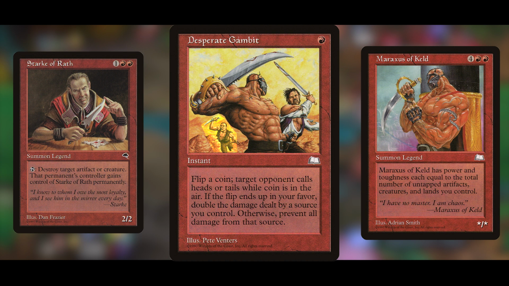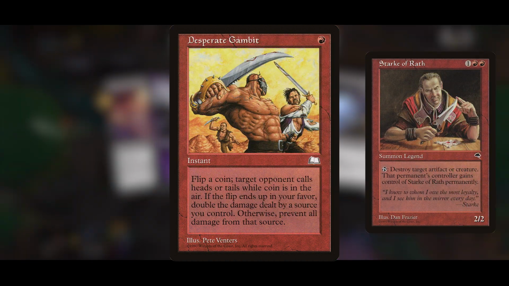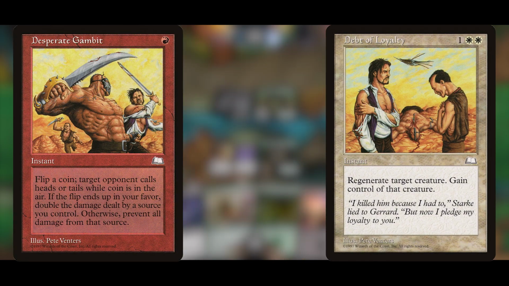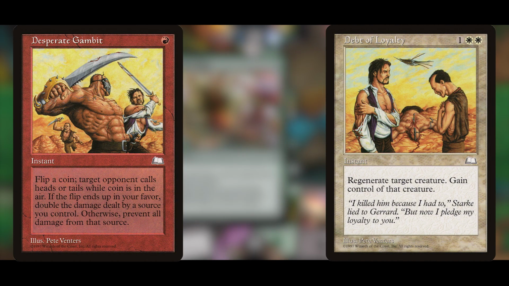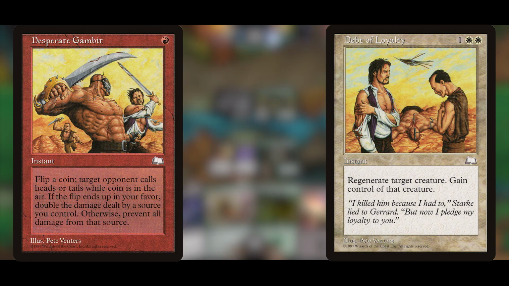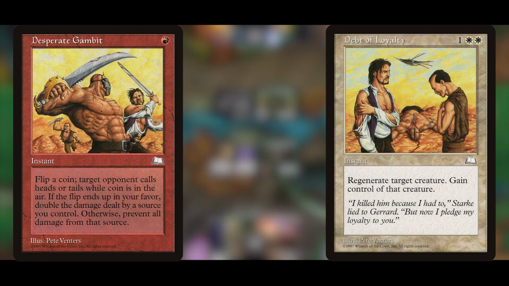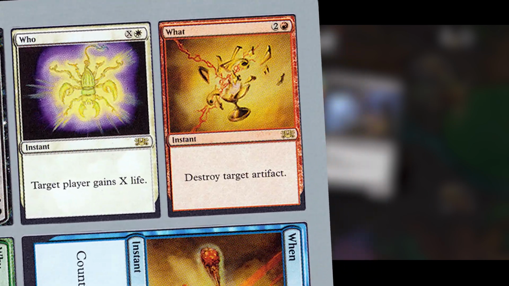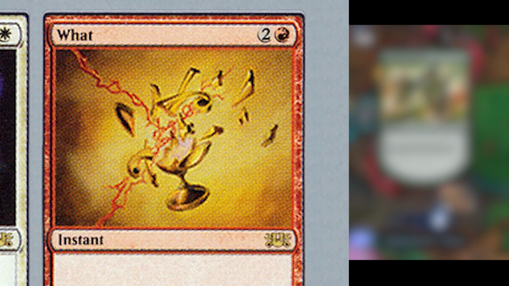Stark ends up stabbing Meraxis in the back and joins the Weatherlight crew, which we see in the card Debt of Loyalty. Both Desperate Gambit and Debt of Loyalty represent things that happened between specific characters at a specific time, at a specific place. But when these moments are invoked by the player, a stranger to the original events, what are we to understand from a ludonarrative perspective?